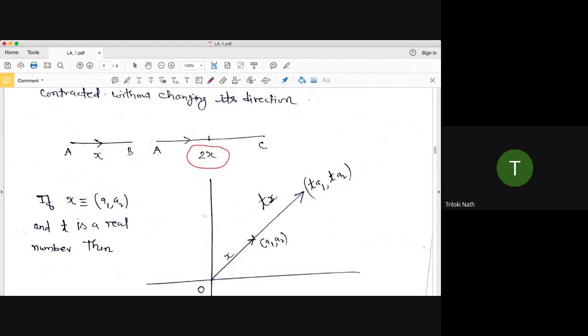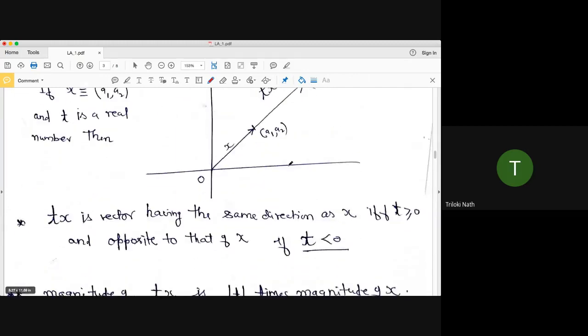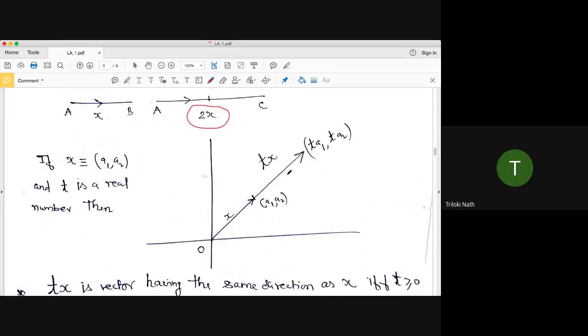But as usual in the plane, that is in the xy coordinate system, if x has the coordinates a1, a2 and t is a real number, then what do you mean by tx? If t is positive, suppose t is 2, then it is twice the vector x. If suppose t is -1, then the direction will be changed. So you have understood the positive case, right? If t is a positive real number, then it is well understood: 2x means twice x, 3x means thrice x, and so on.